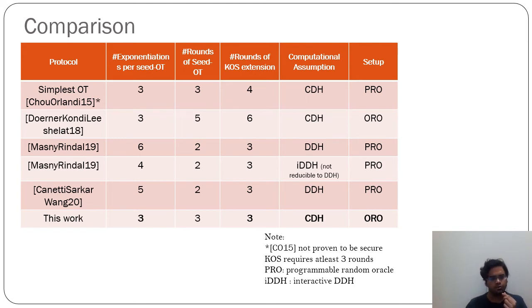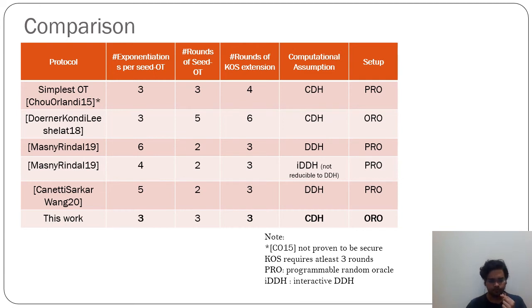Now coming to complexity, there are two works, one by Shao and Landy and another one by Dorner, Cont, Lee, Shalat. They require 3 exponentiations, which is the same as our OT protocol, but they have a huge round complexity. That is, they require 4 rounds for the simplest OT, and the Dorner, Cont, Lee, Shalat work requires 6 rounds. Then there's work on round optimal UC-OT protocols by Masny Rindal and Kennedy Sarkar Wang.